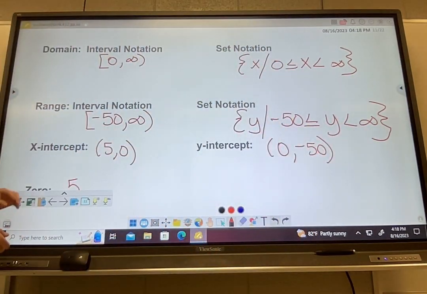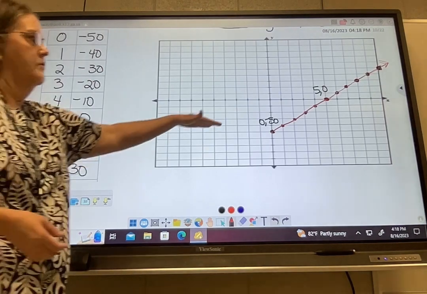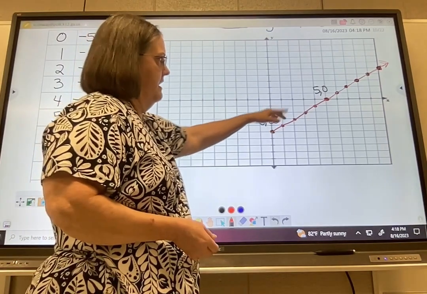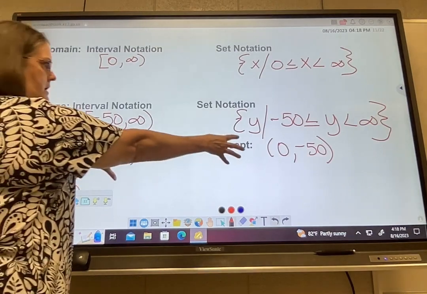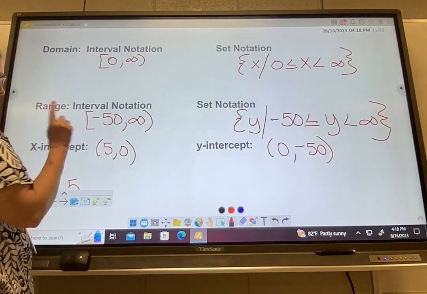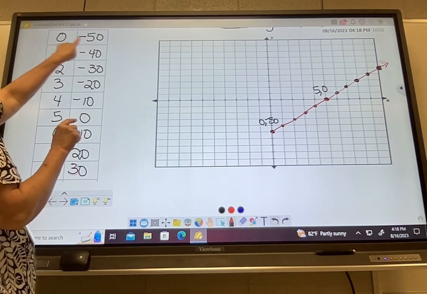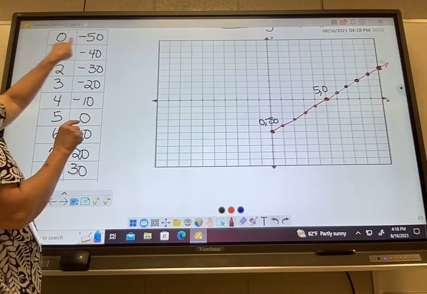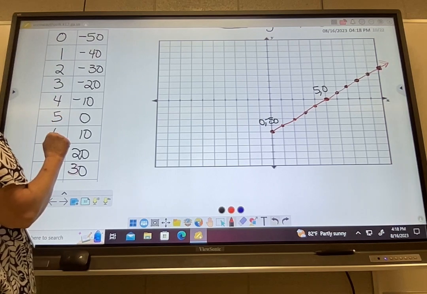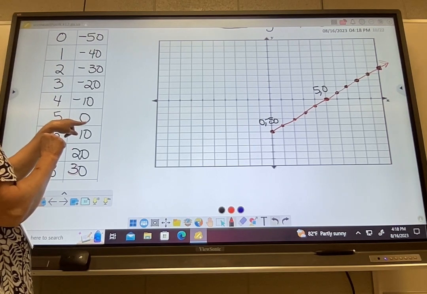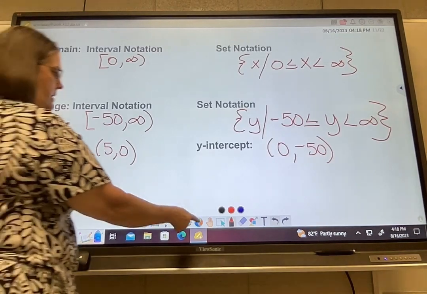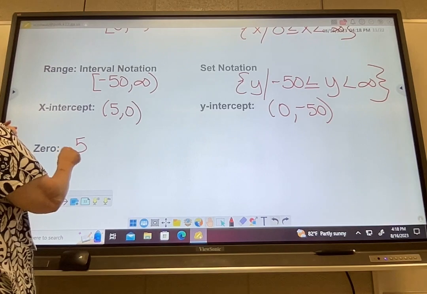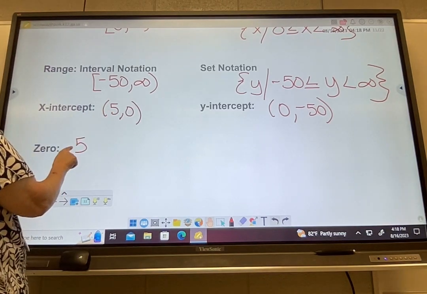Then my y-intercept, if you look at your graph now, all you got to do is read your graph. The y-intercept is 0, negative 50. The x-intercept's 5, 0. You just read your graph and look. Now, if you want to look at the table, the y-intercept is where x is 0, and the x-intercept's going to be where y is 0. That's another way to find it. And my x-intercept, my 0 is the x-coordinate of my x-intercept, which is 5.